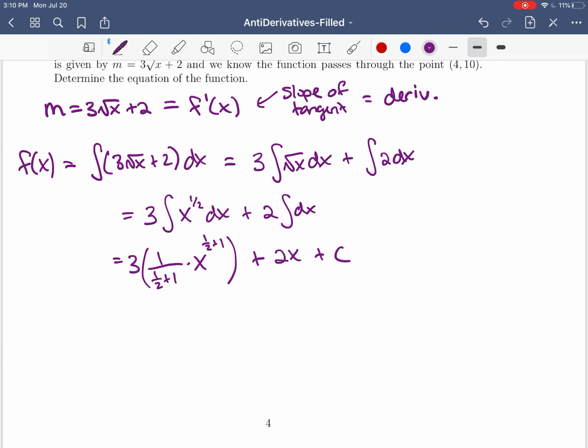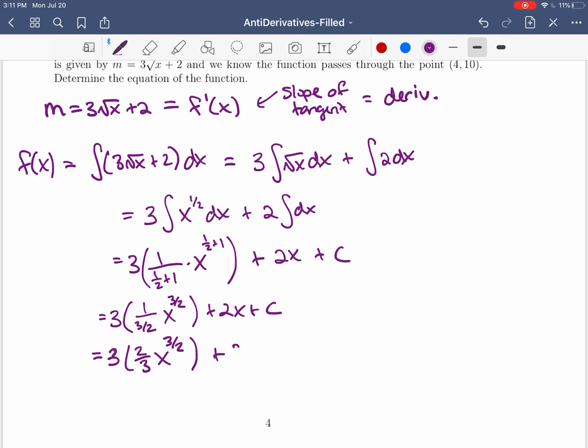So if I simplify this, this is 1 over 3 over 2, x to the 3 over 2, plus 2x plus c. So 1 over 3 over 2 is the same as 2/3. And then the 3's can cancel, so I end up with 2x to the 3/2 plus 2x plus c. So this is what my function looks like.